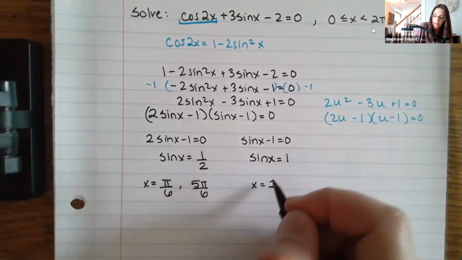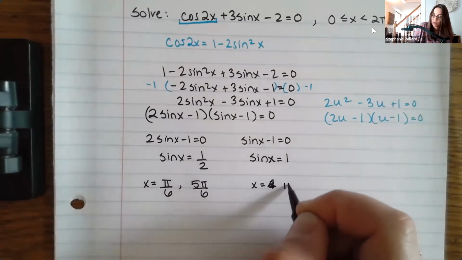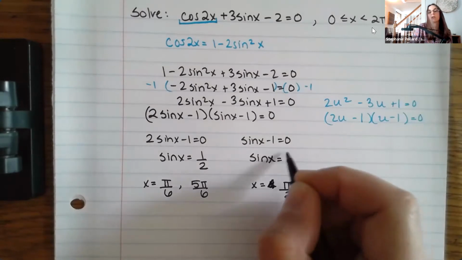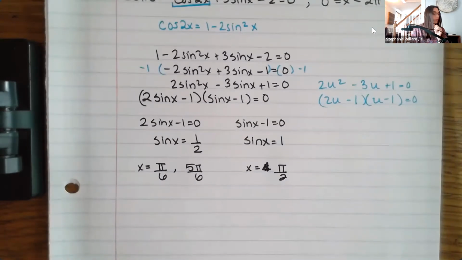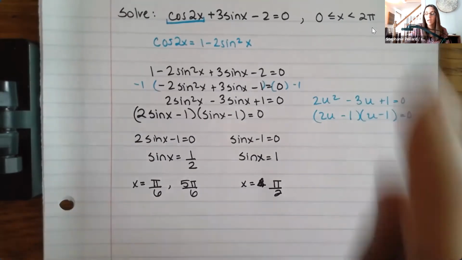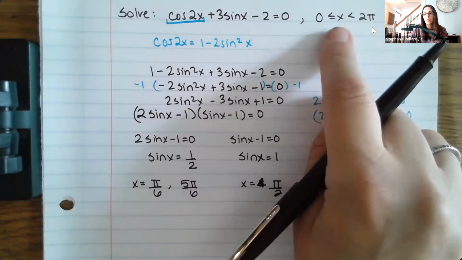I wrote 1 again. X is equal to pi over 2. Sorry, I was writing the answer of 1 there. So the angle there was pi over 2. So I have 3 solutions here. These are all 3, again, because we're restricted here from 0 to 2 pi.